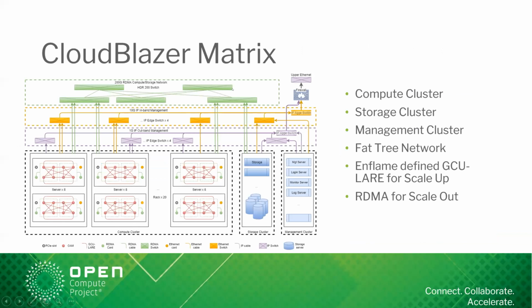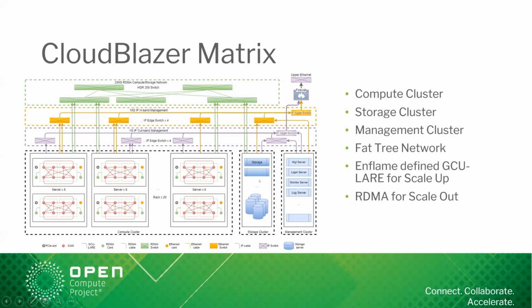This is the diagram for this matrix. We have the compute cluster here. As I just mentioned, we have the 20 rack here, and we use the GCU link for the scale up inside the server, and we use the RDMA network for the scale out. And this is the storage cluster.